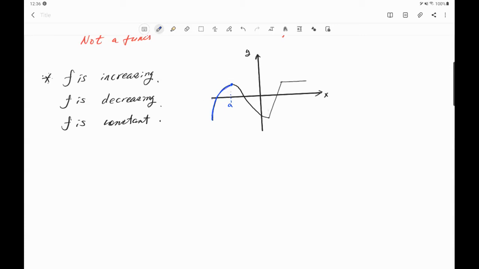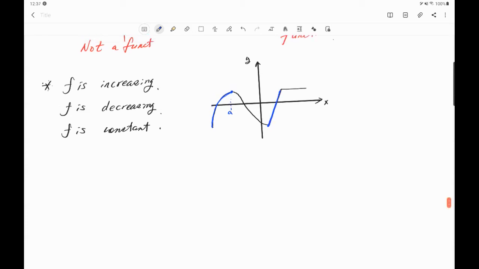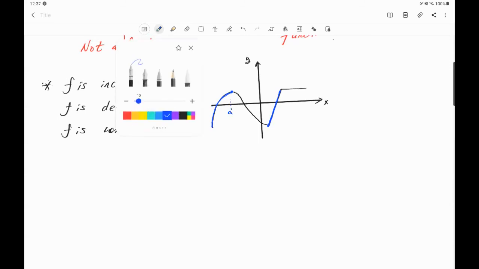How about this one? Also from here it's going up, right? Going up. As x increases, the y value increases. So in this interval, the function f is increasing. We call it increasing. How about decreasing?